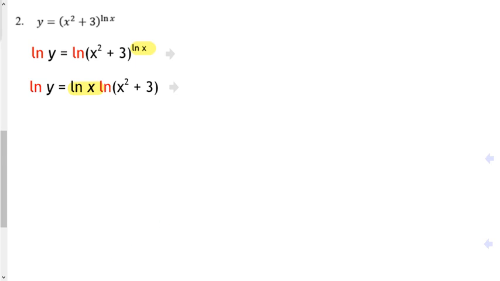Now we're ready to take the derivative of both sides. We still have a product rule on the right because we have these two natural logarithm functions, where the first one is just natural logarithm of x, and the second one is the natural logarithm of x squared plus 3.